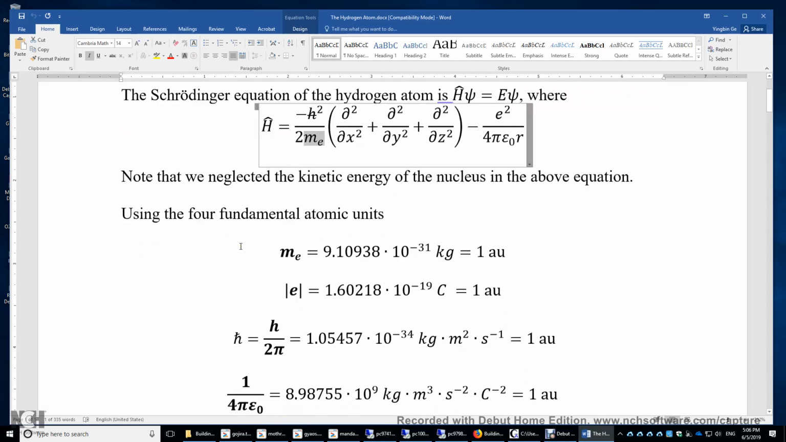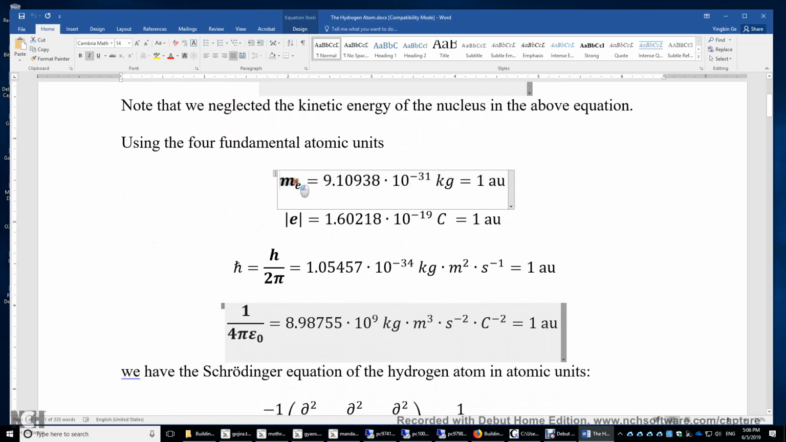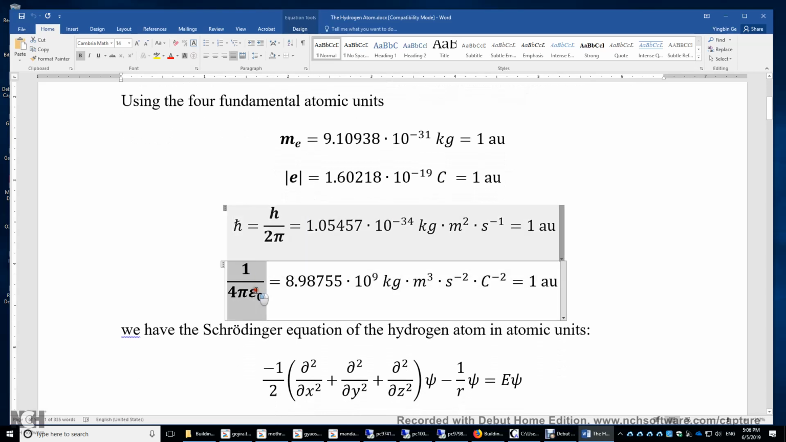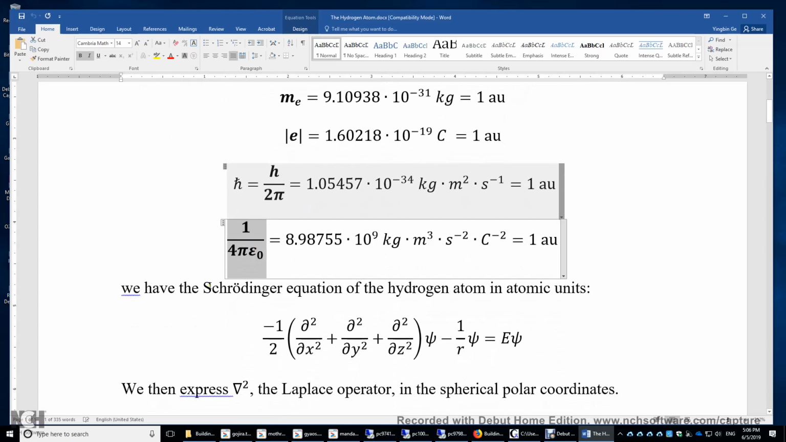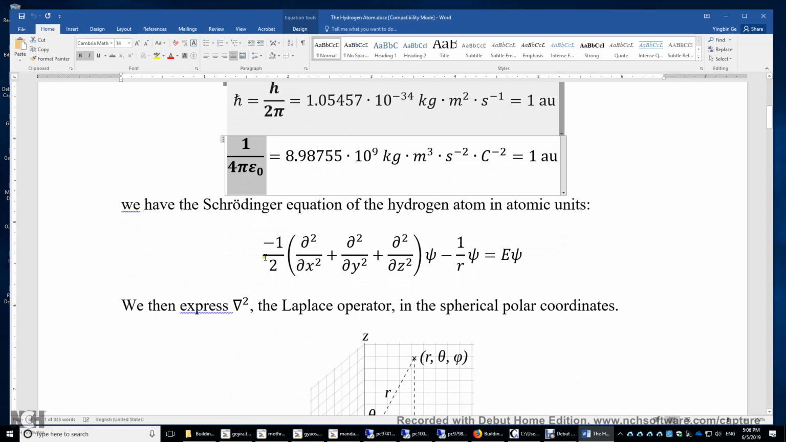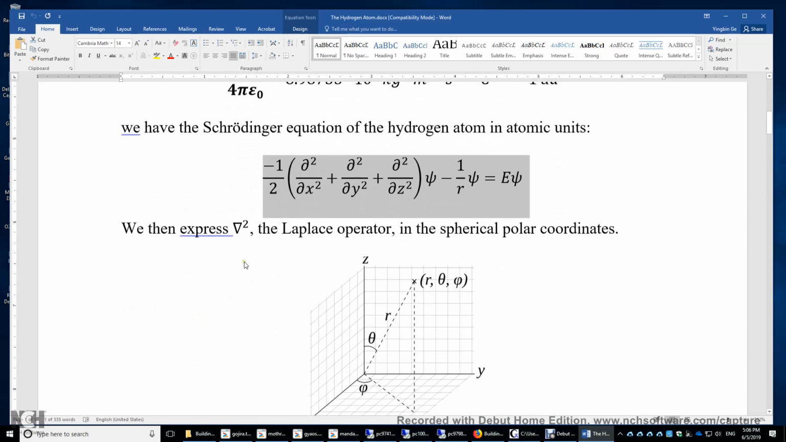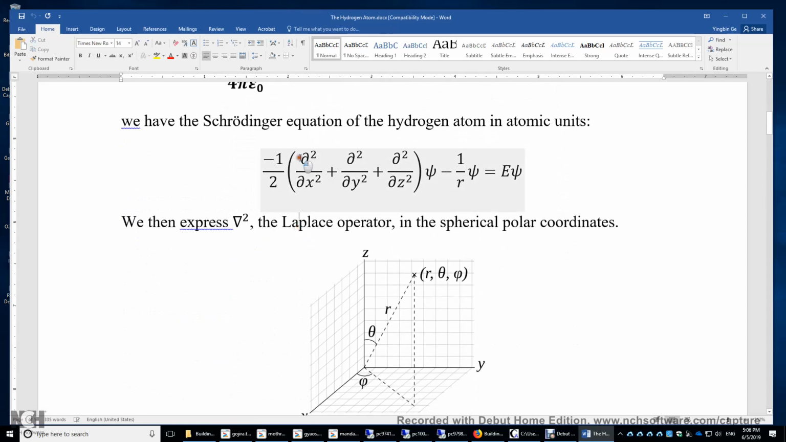Using the atomic units, the mass of the electron is 1, the charge of the electron is 1, h bar is 1, and this Coulomb's constant is 1. We have a simplified Schrodinger equation. So it's right here. And then we can express this part, the Laplace operator, in the spherical coordinates.